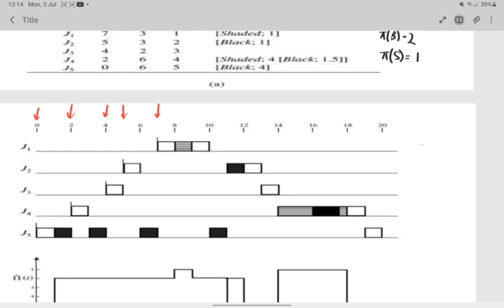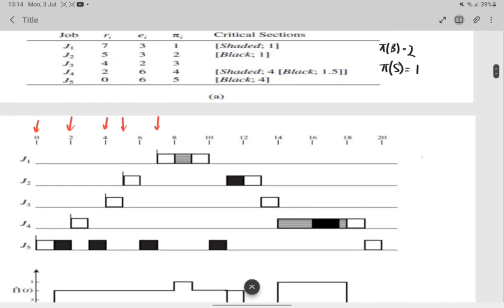So job 5's priority will become 4, as it inherits the priority of job 4, and then job 5 will get executed for another resource unit here.